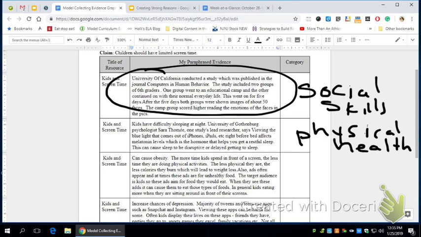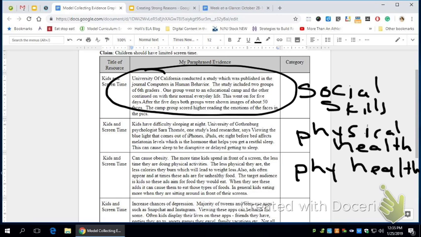So this has to do with what category? Health. Say it if you know it. Health. Yeah. So right now, I'm going to put physical health. So right now, it looks pretty good for me to come up with a reason based upon physical health because I have at least 2 pieces of evidence to support that.